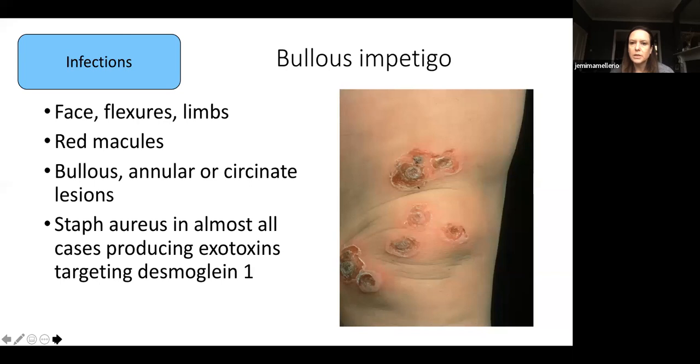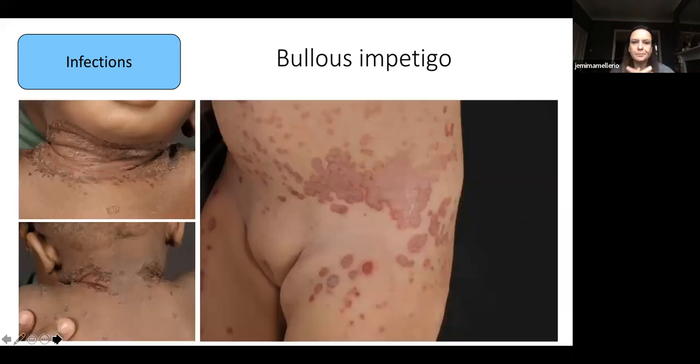And the reason that it's blistery is that these bacteria secrete a little exotoxin. So in that patch where they're growing, they secrete a toxin that targets a thing called desmoglein 1. And desmoglein 1 is one of the important proteins in the epidermis of the skin that helps anchor those cells together. So if you've got an exotoxin targeting that, it causes the cells to fall apart. And what you see macroscopically is a blister.